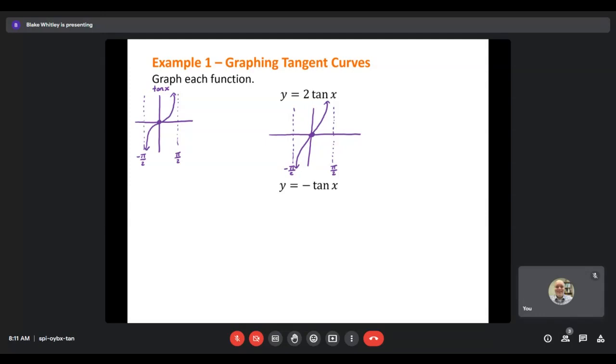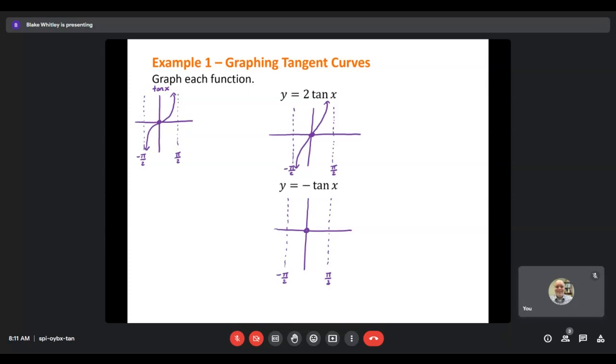All right, now our next one, negative tangent of x, we're going to have the same parent function, tangent of x, but now remember the negative in front of our function gives us a reflection over the x-axis. So if we sketch this, reflecting over the x-axis is not going to move those asymptotes, so I'm going to keep those in the same place. So we have negative pi over 2, positive pi over 2. Reflecting over the x-axis is also not going to change our x-intercept. That's still going to be at 0, 0.